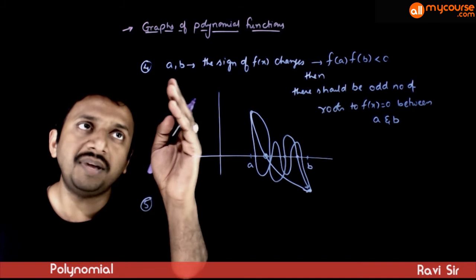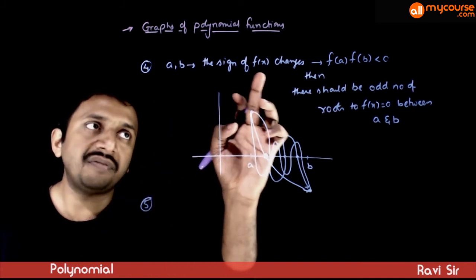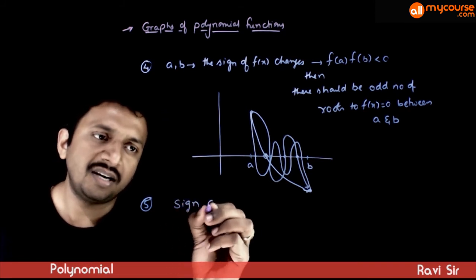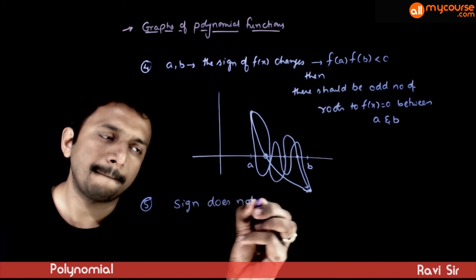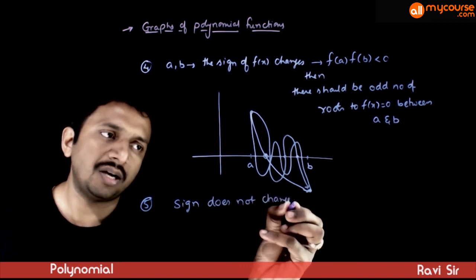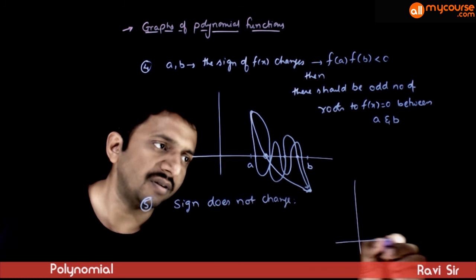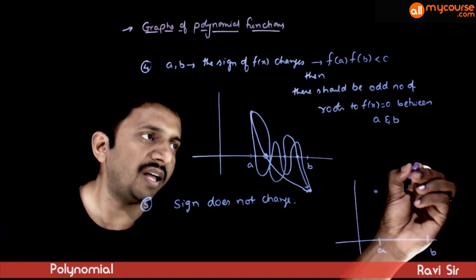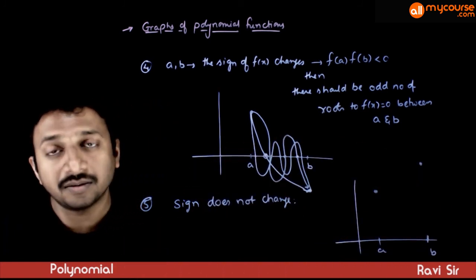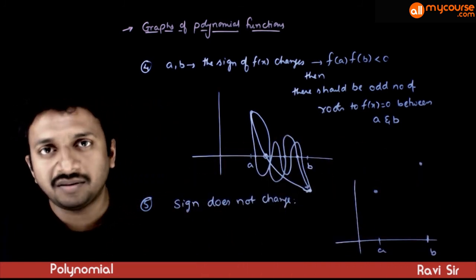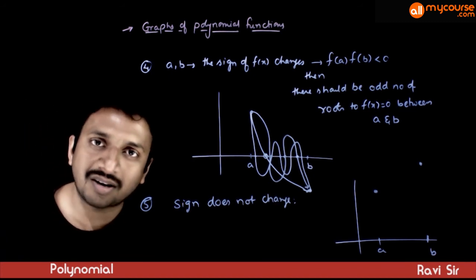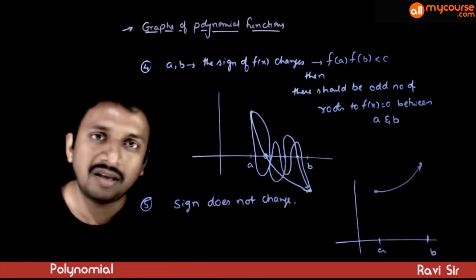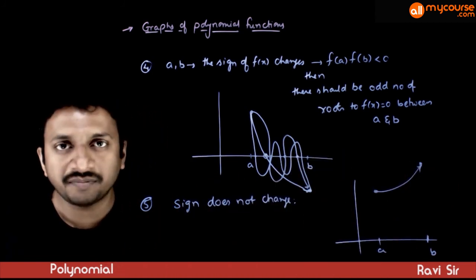Similarly, if A and B are 2 points such that the sign of f of x does not change between A and B, that means if you have a point A and a point B, so this is f of A and this is f of B. So what might happen between A and B? The graph is continuous, it does not get broken at any point. So the graph can directly go like this, where you don't have any root between A and B.